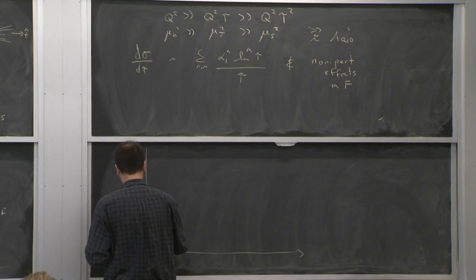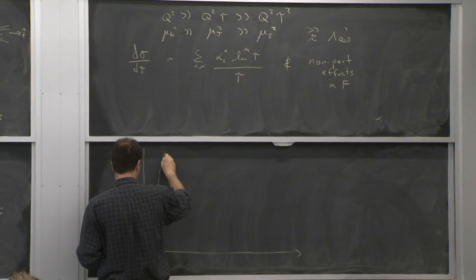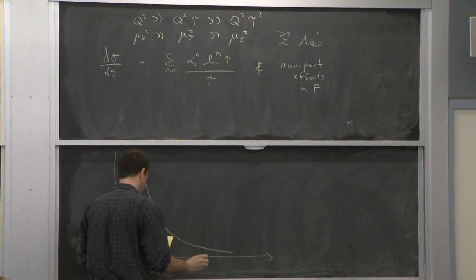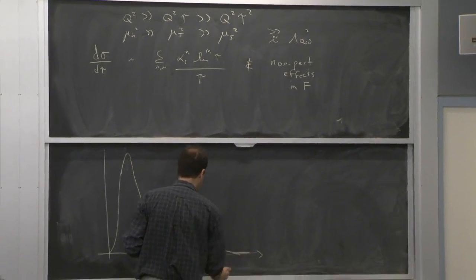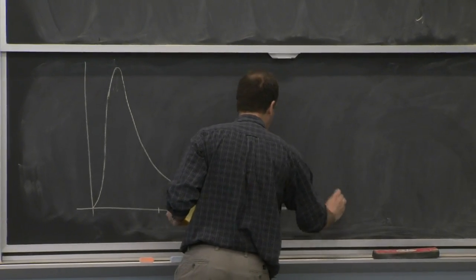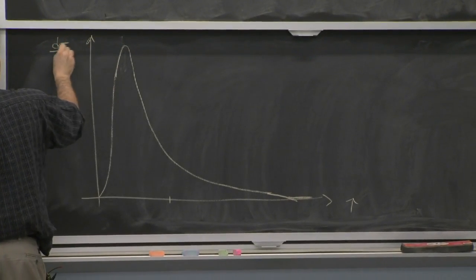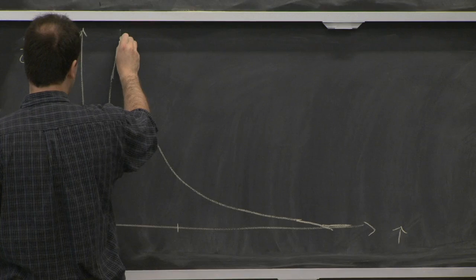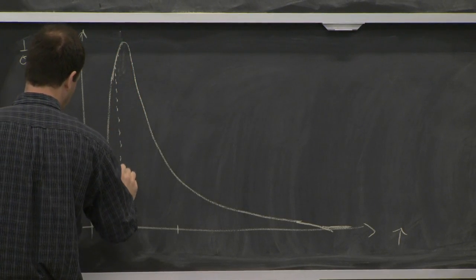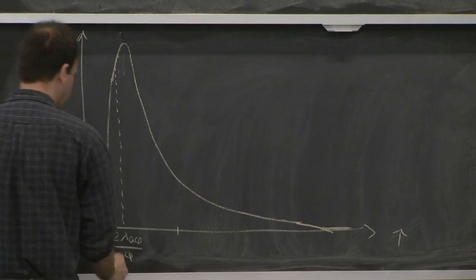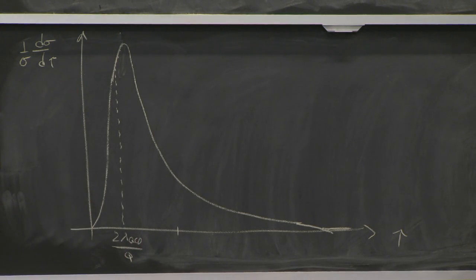So there's a peak, as I promised. And then there's a tail. And so this is tau. This is d sigma d tau, which you can always normalize. This peak is happening in the non-perturbative region. Because it's a symmetric projection, there's a factor of 2, but it's basically happening when tau is of order lambda QCD over Q. And we could figure that out just by power counting.